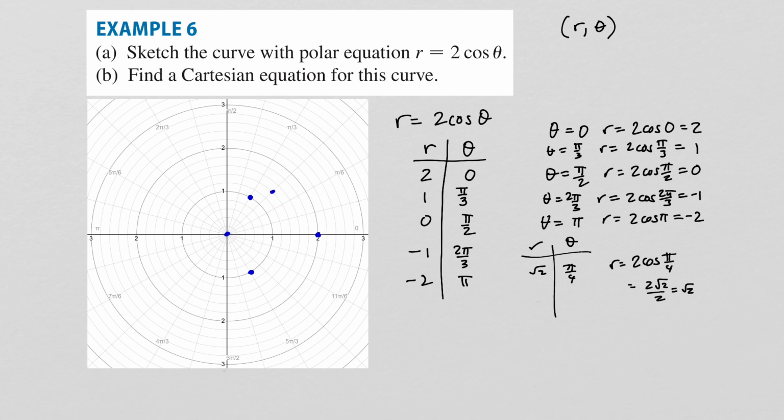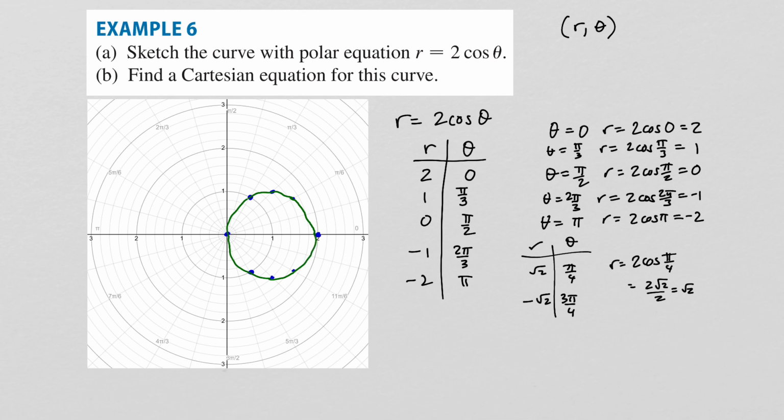Now, if you plug in 3 pi over 4, you will find that you get negative radical 2, which will be a mirror image down here. If you plug in pi over 6, you will end up getting radical 3, which is about 1.7. And then you'll get a point down here just the same. And when you start plugging in more points, you start to see that the shape of this curve appears to be maybe a circle.